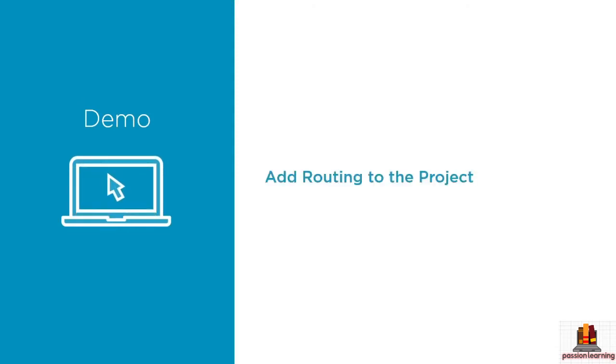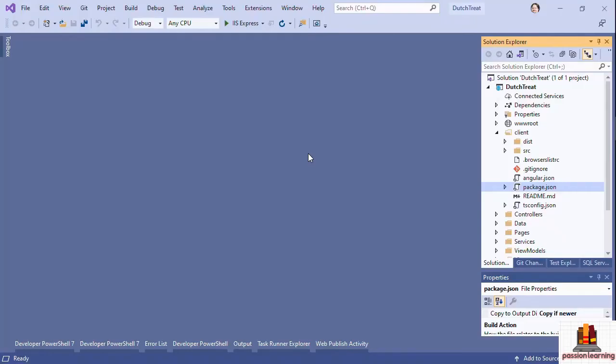So let's start by adding routing to our project. Back in Visual Studio, we're going to want to add routing to the project. And the whole idea behind routing for us is to be able to show different pages and to be able to use the semantics of going back and forth without actually going back to the server to serve a new Razor page or a new view.